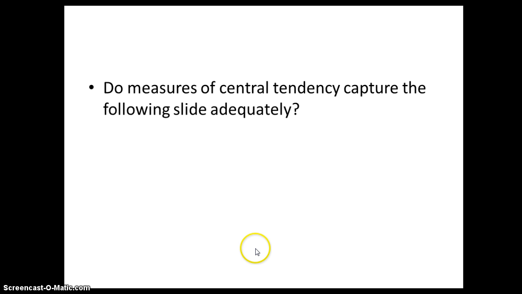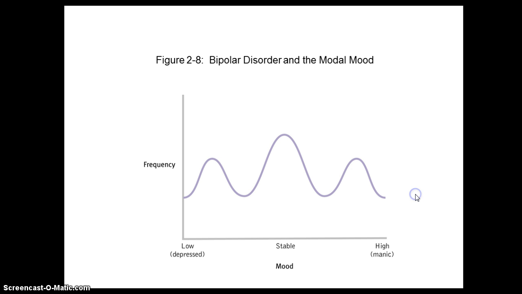Okay, so the next question we might want to ask is, do these measures of central tendency capture the following slide adequately? If we looked at bipolar disorder and mood, we can see that there are a number of days where people tend to be depressed, where their moods are stable, and where their moods are high, when they're manic.